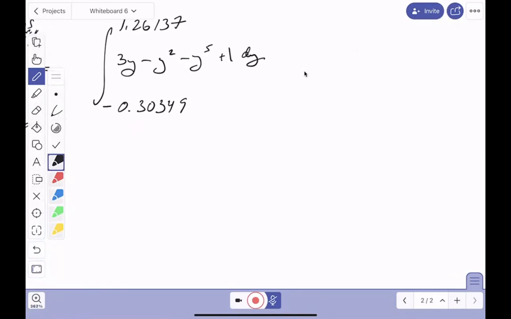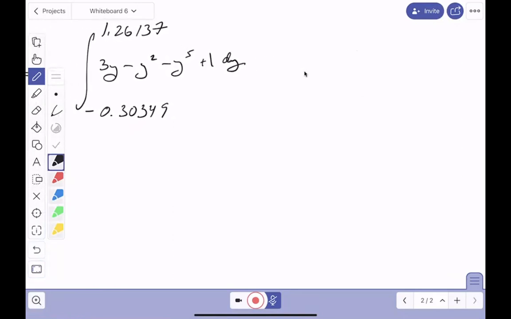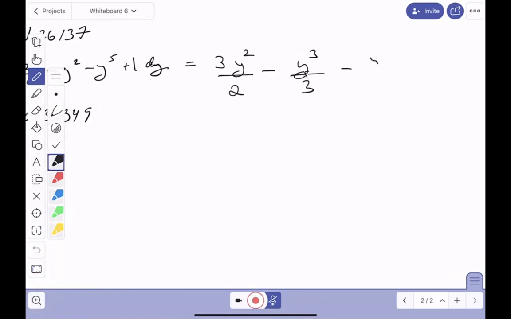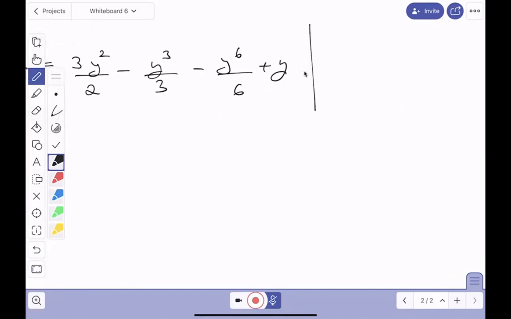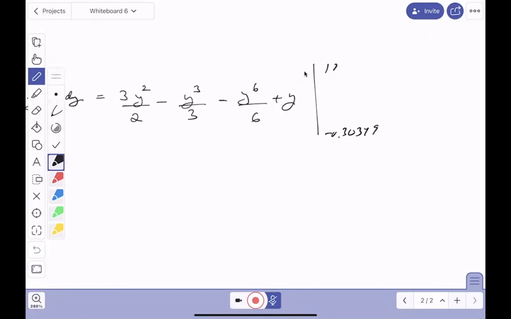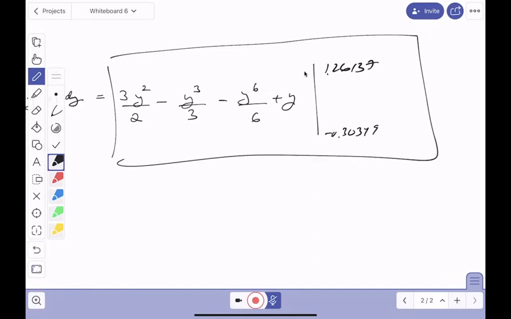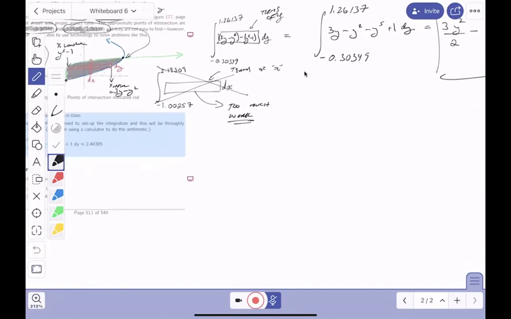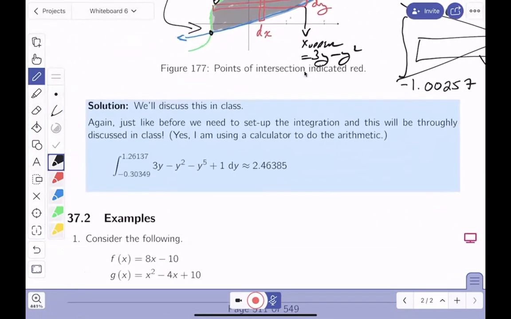I'm not going to do any arithmetic that's beyond what I call a moderate skill set. 3y squared over 2 minus y cubed over 3 minus y^6 over 6 plus y. I have to evaluate it at the limits of integration. So minus 0.30349, and the upper limit is 1.26137. I'm not going to do that though. Here's the deal. If you can get to that stage, you've done a really good job. All right. So someone can say, well, how would you have done it? I would have used technology, but I want to point out, I did write this down.